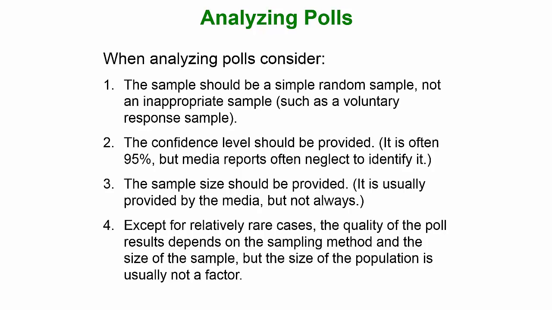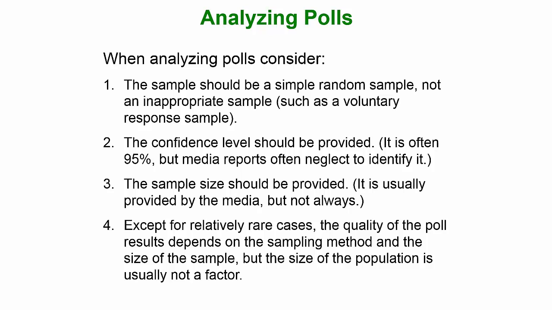So when analyzing polls, always keep these under consideration. 1, the sample should be a simple random sample, and it also should not be an inappropriate sample like a voluntary response. 2, the confidence level should be provided. It is often 95%, but media reports often neglect to identify it. 3, the sample size should be provided. Also, it is usually provided by the media, but not always.